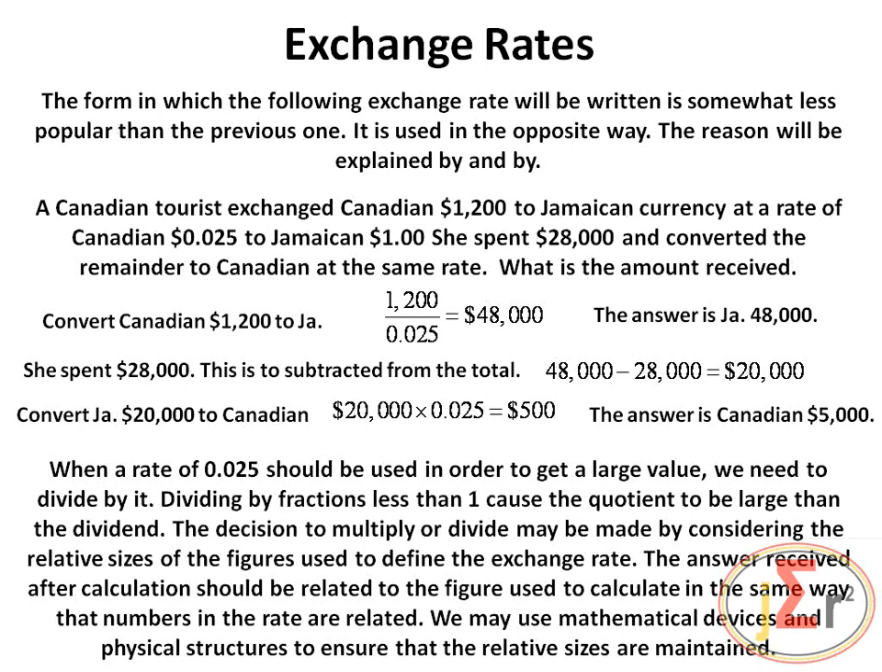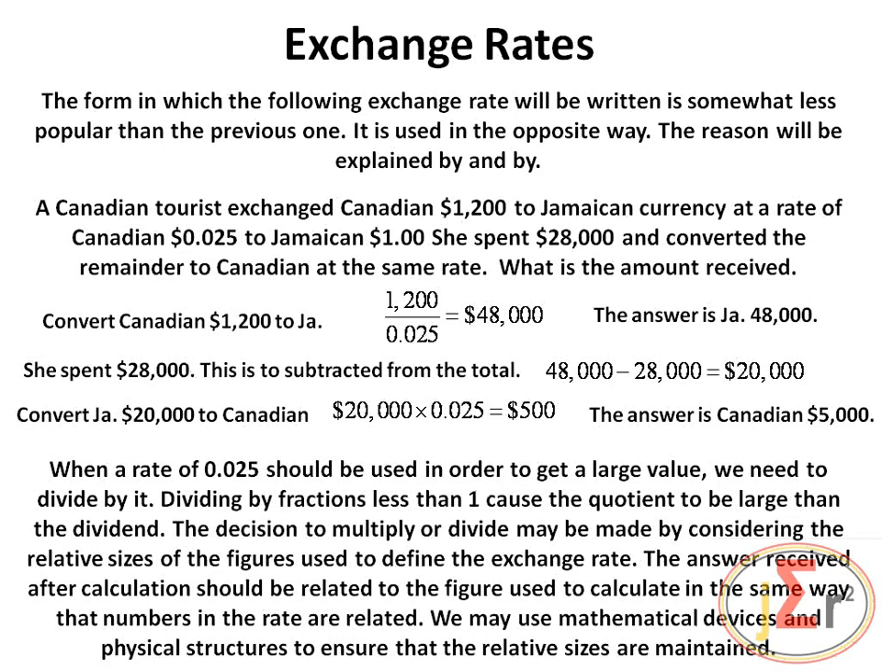We may use mathematical devices and physical structures to ensure that the relative sizes are maintained. Now, say you are dividing by 0.025. Any number you divide by 0.025, the answer is going to be larger than the original. Therefore, if I'm converting from Canadian to Jamaican dollars, I'm going to be required to get more money in Jamaican. The figure is going to be larger. So if you're going from Canadian to Jamaican, you need to divide by a number like 0.025 in order to get a larger number.